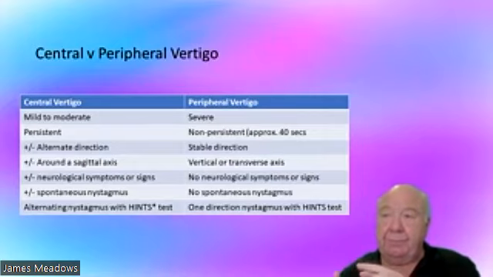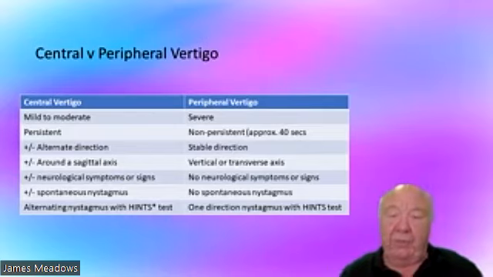The peripheral vertigo will generally stay around either a vertical axis if they're upright, or if they're laying down, this may occur around the coronal axis.